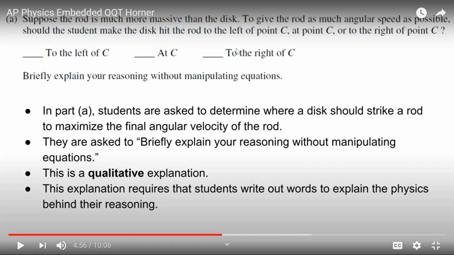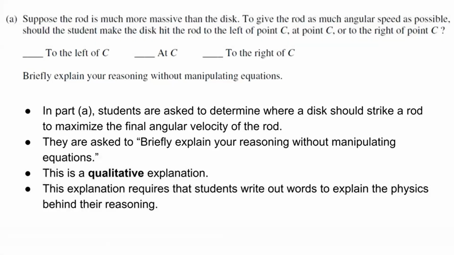To the right of C, because that's going to give you the most radius, which would then translate to the most torque, consequently giving you, seeing as the rod's not going to change its moment of inertia, the most angular acceleration alpha. Really, in part A, students are just asked to determine where that disc should strike from and make that final angular velocity really high. And notice that it says briefly explain your reasoning without manipulating any equations. So this is qualitative. It does require students to write out a lot of words and explain the physics behind reasoning.